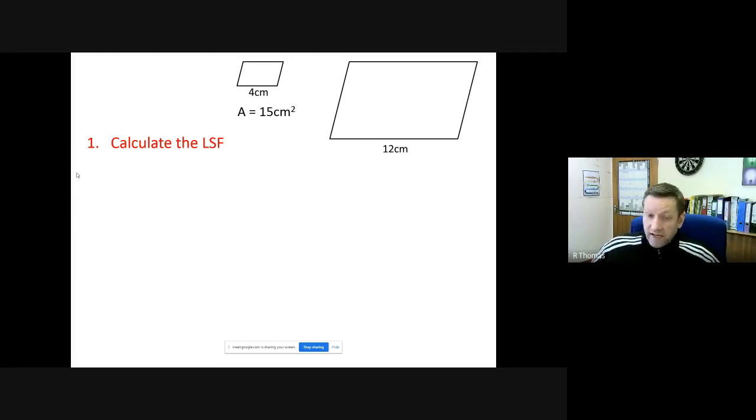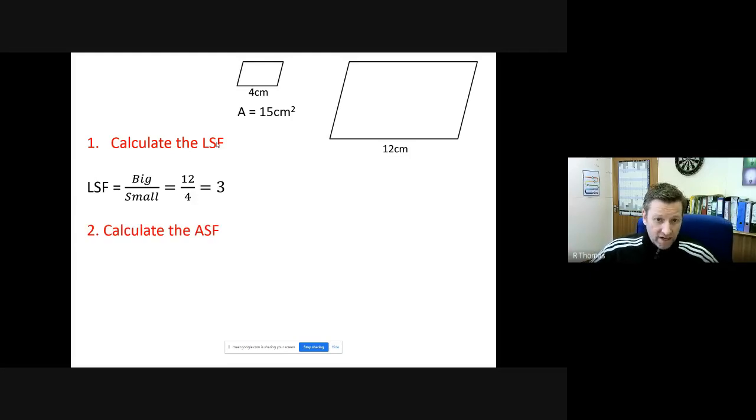Right, to calculate the linear scale factor. Now, this is pretty easy. I'm going from 4 to 12. I'm sure almost all of you can suss out that the linear scale factor is times by 3. But if these numbers are not so easy to manipulate, to get the linear scale factor, you do the big number divided by the small number. Okay, always do that. So 12 divided by 4 is 3, so the linear scale factor is 3.